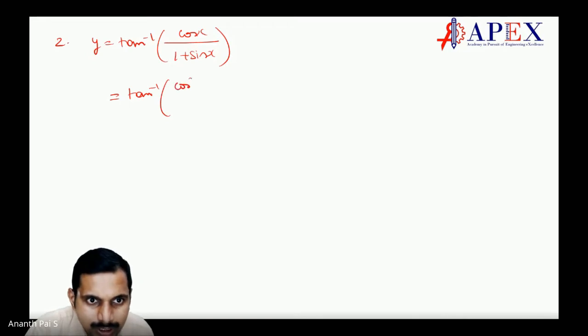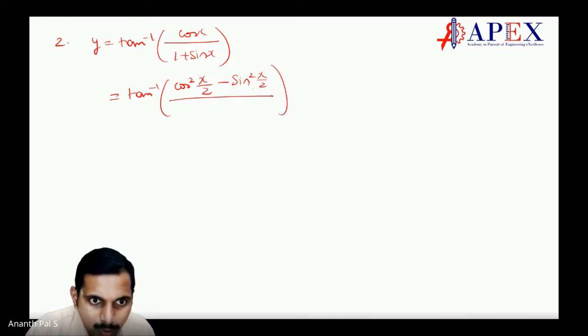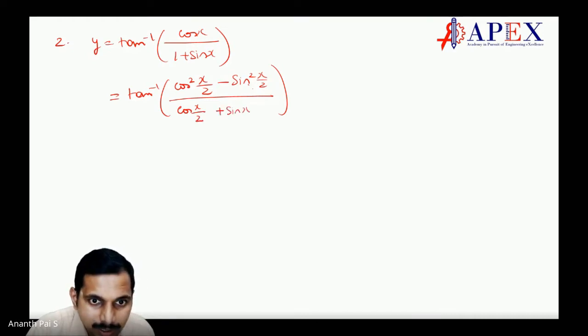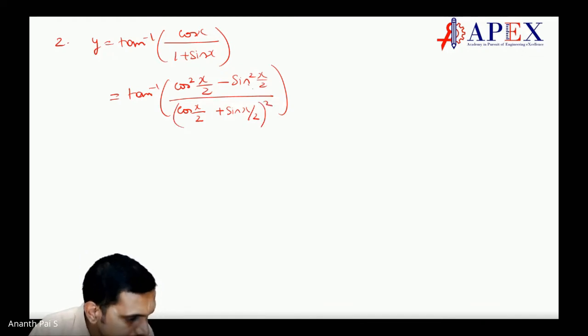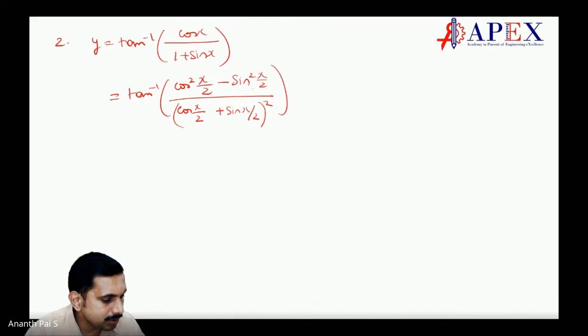Cos x can be written as cos square x by 2 minus sine square x by 2, half angles you have to remember, divided by cos x by 2 plus sine x by 2 the whole square. 1 plus sine x can be written like this, correct? So see the reason why we have written this.